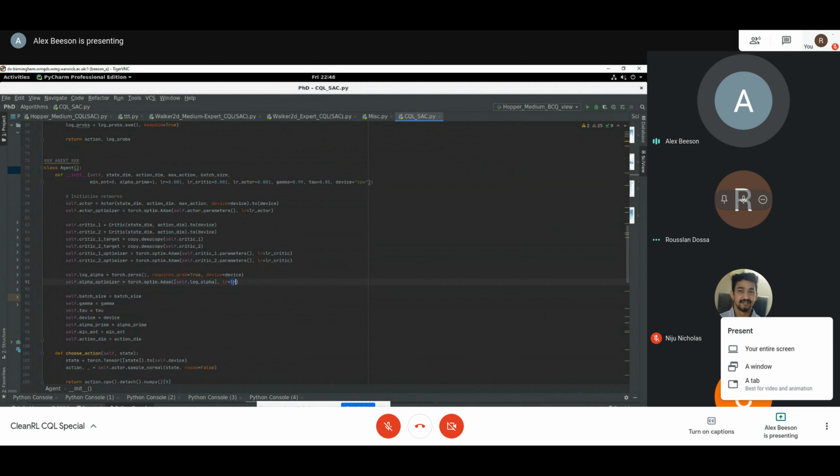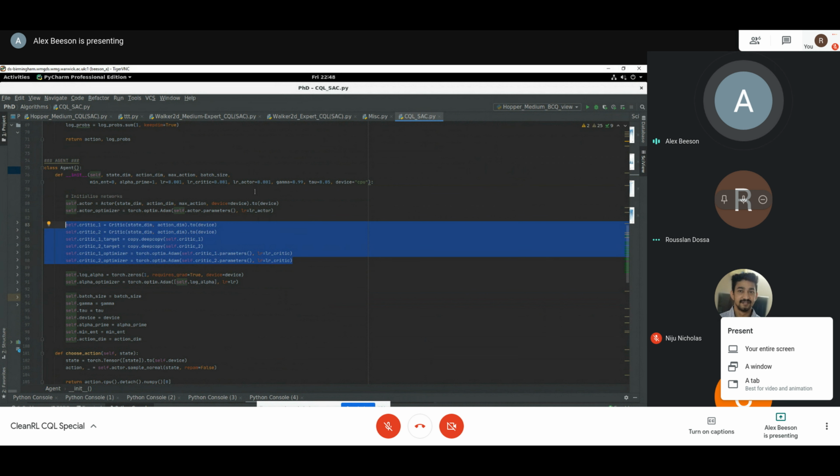So you mean why are there three different learning rates? Right, I see. Yeah, one for the actor, one for the critic, and one for the alpha. I see, thank you. You can actually do this in a slightly more elegant way.